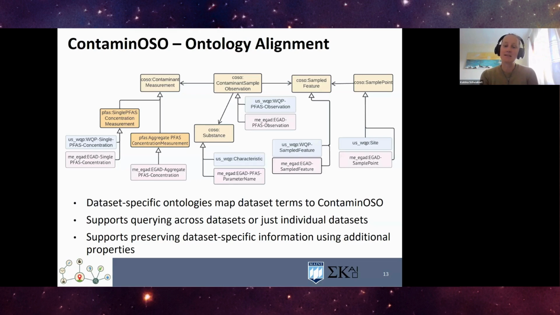So the Contaminoso ontology is extended by each of the data sets that we've imported. Each of these is a subclass so that you can build specific queries based on specific sets of data. And we also try to maintain the vocabularies from those data sets that we've imported. So in this example, we have data from the Water Quality Portal from the US, and also a specific state data set, the Maine Environmental and Geographic Analysis data set, that has some additional PFAS sampling data for the state of Maine.